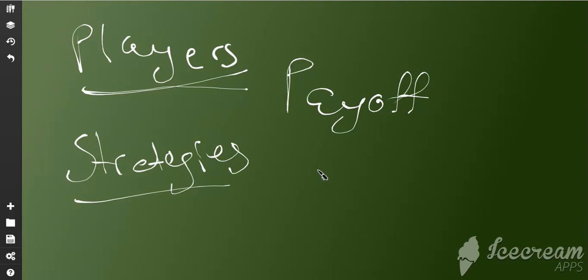The next thing, simultaneous move games and sequential move games. Simultaneous games are the ones in which the moves of the two players are simultaneous, which basically means that they move at the same time. And sequential move games are the opposite of that. You can understand it by its name.